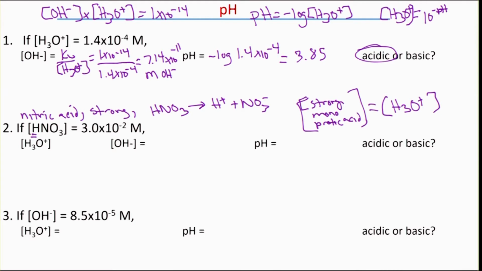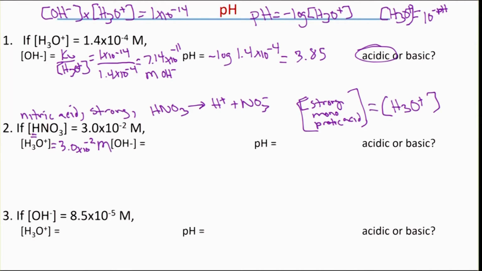And that's one way that you can now switch it over. So we can say, hey, this is a strong acid. It completely dissociates. It breaks down to one proton. So the concentration of the acid is also equal to the concentration of hydronium ions, which then would lead us to write hydronium ion concentration 3.0 times 10 to the negative 2 molar.